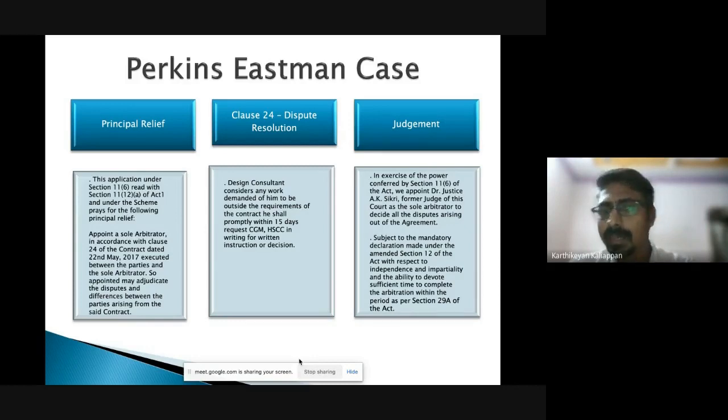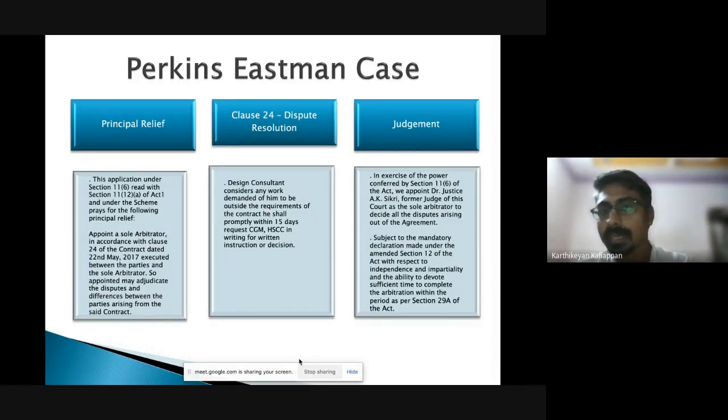So the clause talks about the design consultant: if he considers that any work demanded of him is outside the requirements of the contract, something beyond the contract is expected out of him, then he shall promptly, within 15 days, request the CGM of HSCC in writing for a written instruction or decision. So he can raise that there is a demand for some additional work outside the requirements, and he can write to HSCC, who is our respondent, asking for a written instruction.